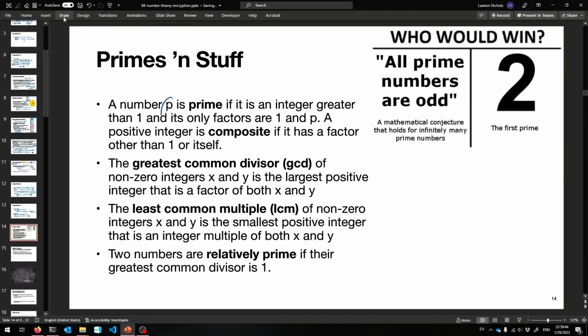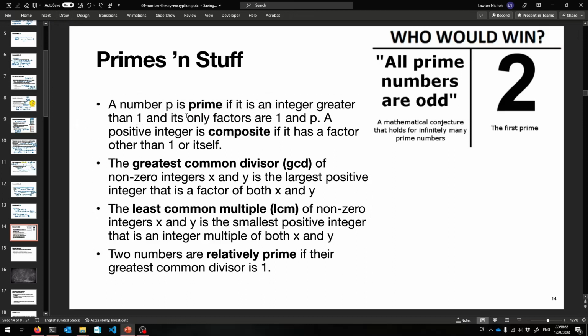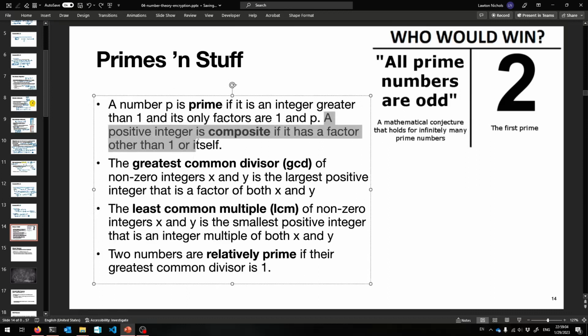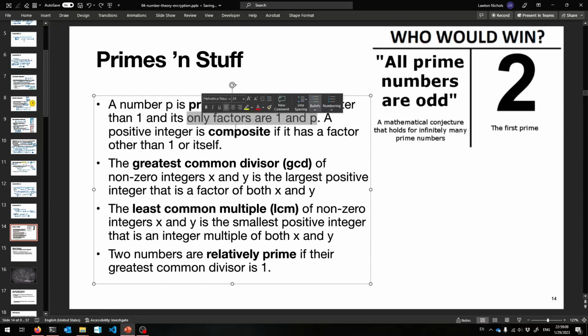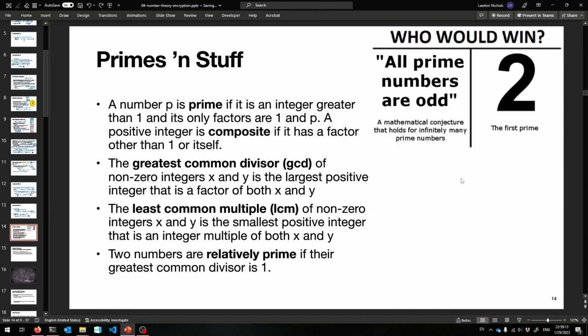All right, so a number p, we picked a very special variable name to mean something, right? A number p is called prime if it is an integer greater than 1, so it's a whole number, it's bigger than 1, can't be 1, 1 is not prime, and its only factors are 1 and itself, all right? A positive integer, if it's not prime, we call it composite, right? And if you just negate this, what does it mean? Well, that means it has a factor other than 1 or itself, if it's composite, okay? So that's what prime and composite means.